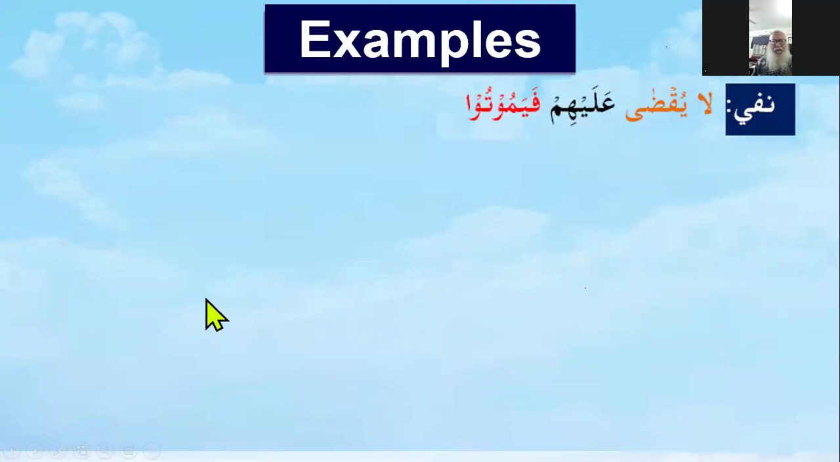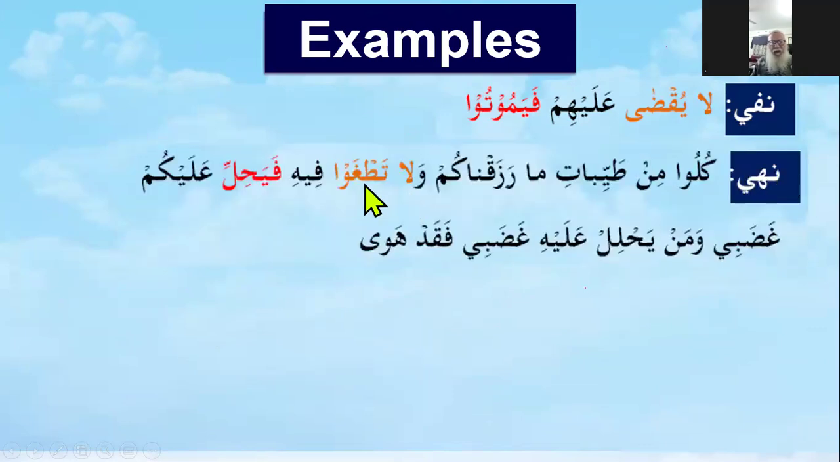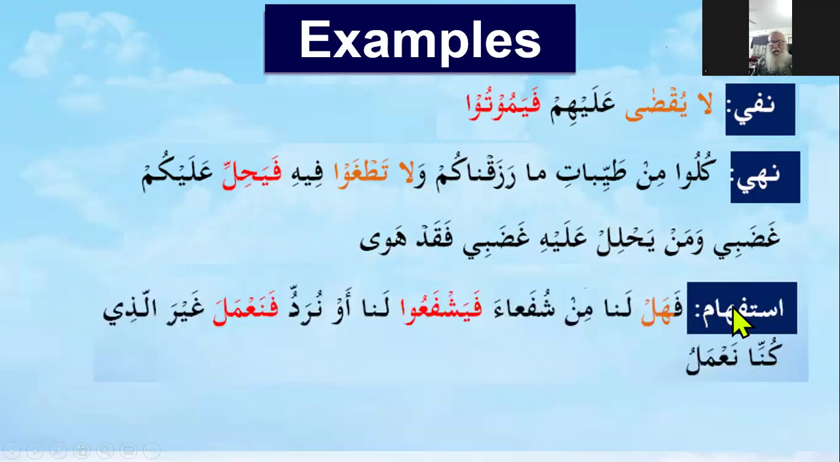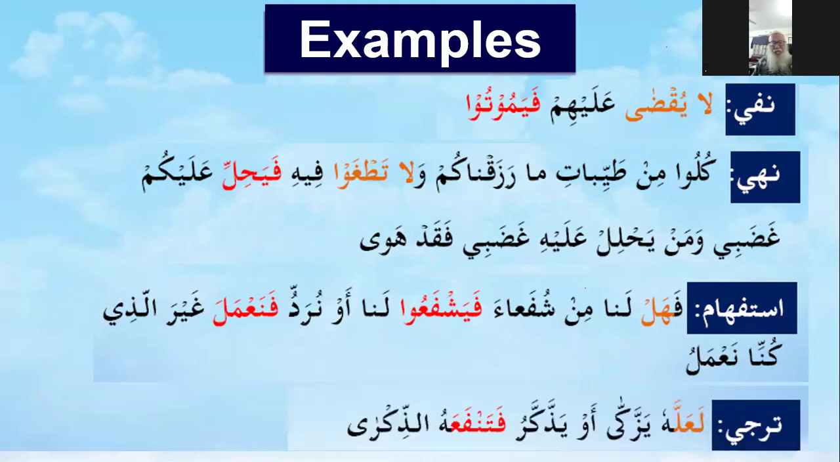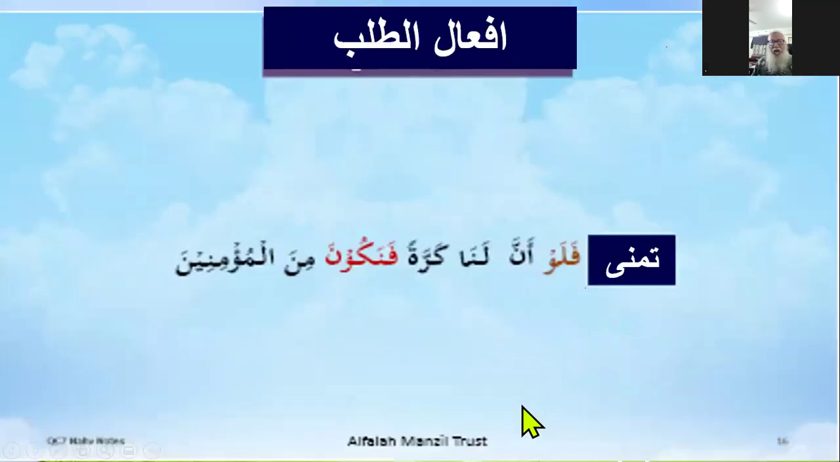Then these were the examples. Nafi: La yuqda. The weak letter is there, so it's a nafi. Nahi example: La tatghaw. It was tatghawna. So the nun is gone, so it's a nahi. Istifham: Fahal fayashfa'u. It was yashfa'una. So the Fa and the nun are taken. Actually, after this Fa Sababiyya, there is an 'An' hidden. The tarajji example was fatanfa'u, yazzakkaru fatanfa'. So it is the wish which is impossible. And tamanna: Law anna lana karratan fanakuna minal mu'minin. It's possible. If I was a believer, you can. It's not impossible.